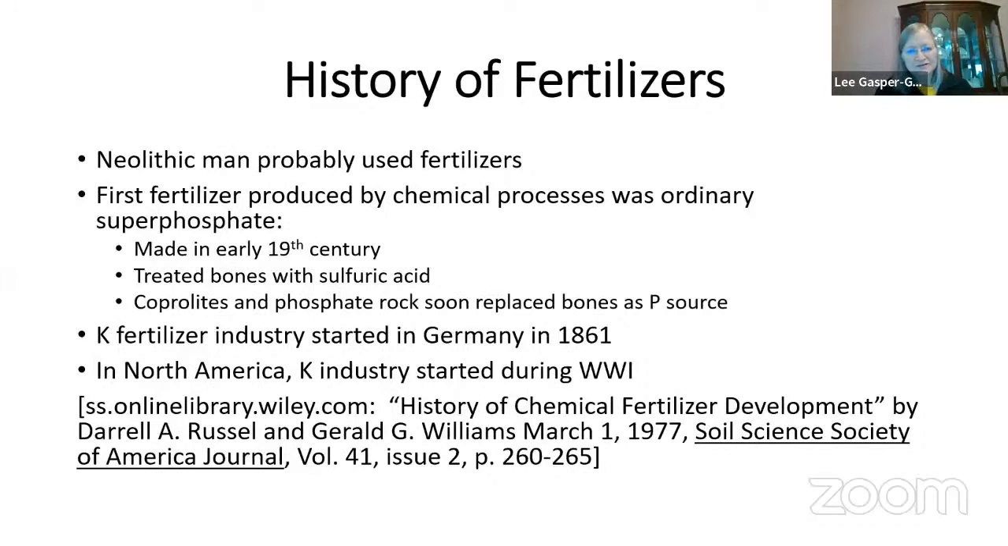And the first fertilizer that was produced by chemical processes was ordinary superphosphate that was made in the early 19th century. What they did was they treated bones with sulfuric acid, and then coprolites and phosphate rocks soon replaced the bones as the phosphorus source. And coprolites are basically fossilized dung. That's what that is. So if somebody calls you a coprolite, that's not complimentary. Potassium fertilizer industry started in Germany in 1861, and then here in North America during World War I.